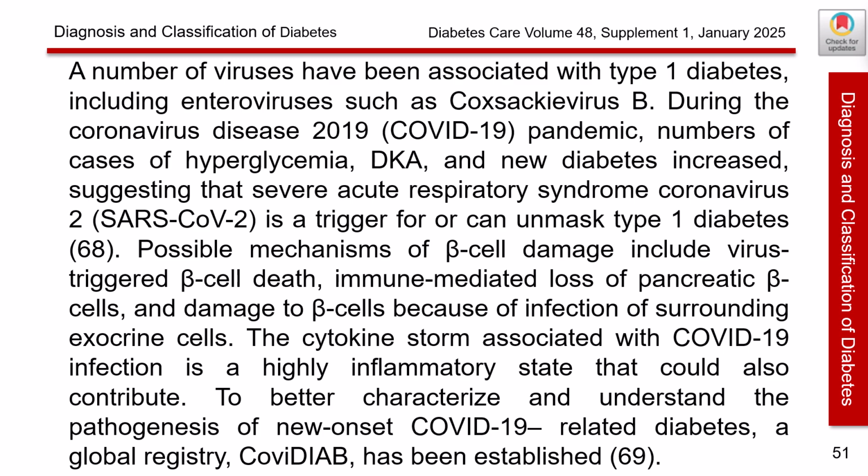Possible mechanisms of beta cell damage include virus-triggered beta cell death, immune-mediated loss of pancreatic beta cells, and damage to beta cells because of infection of surrounding exocrine cells. The cytokine storm associated with COVID-19 infection is a highly inflammatory state that could also contribute. To better characterize and understand the pathogenesis of new-onset COVID-19-related diabetes, a global registry, COVIDIOB, has been established.